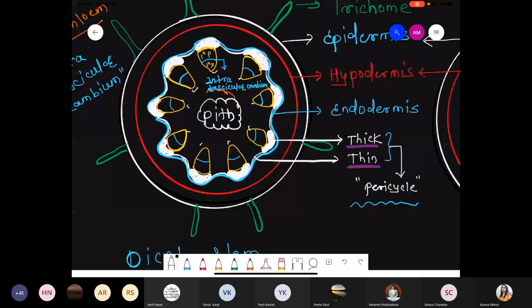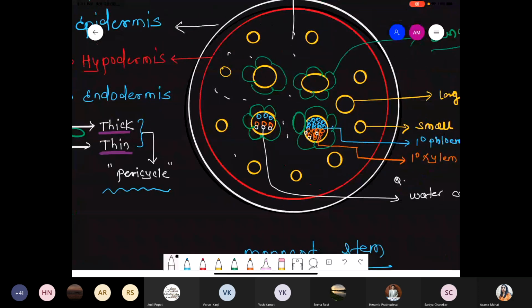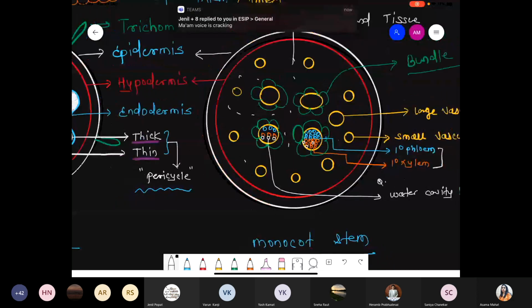But when you compare this point with the monocot, each and every vascular bundle is scattered. Small size bundles are present toward the periphery, large size vascular bundles are present at the center. So scattered है, there is no proper arrangement. Okay, Janil, got it.